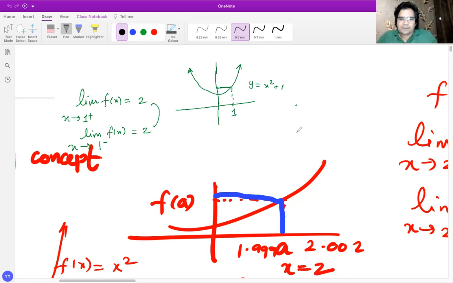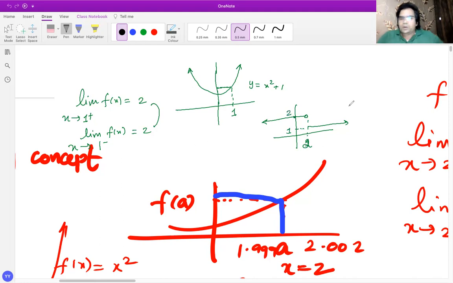So let me give you an example here. For example, let's say this is a function about x equals 1 here, and here I take this as 2, and this is, let's say, 1, and this I would take as 2.